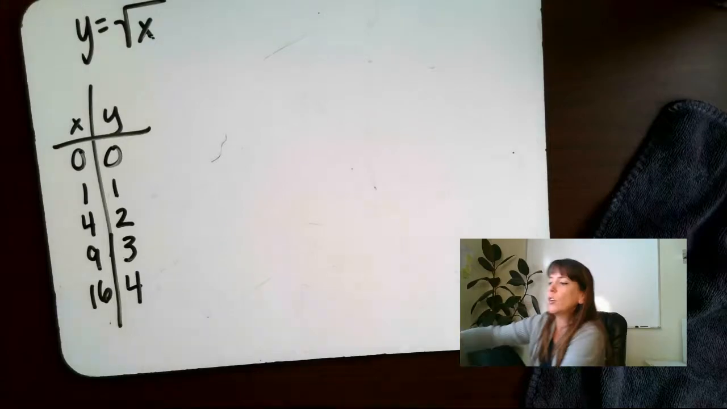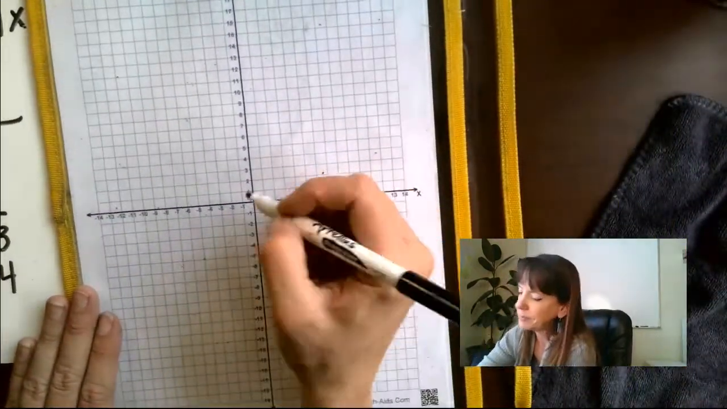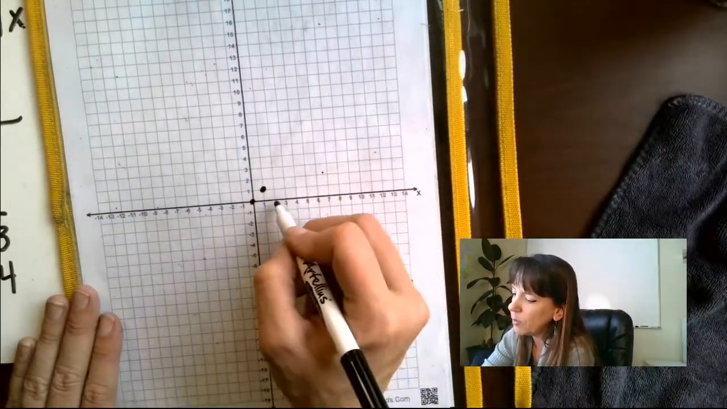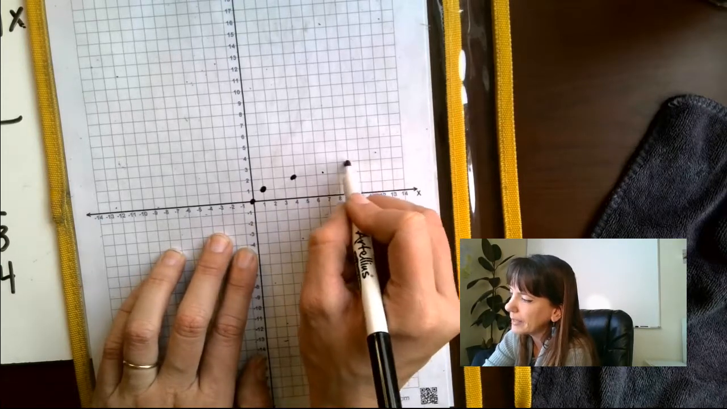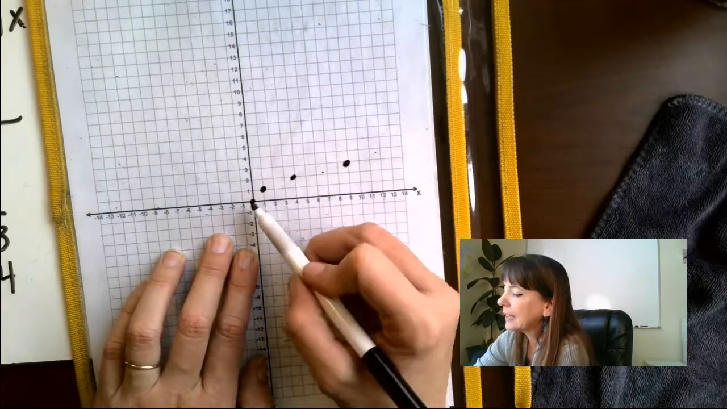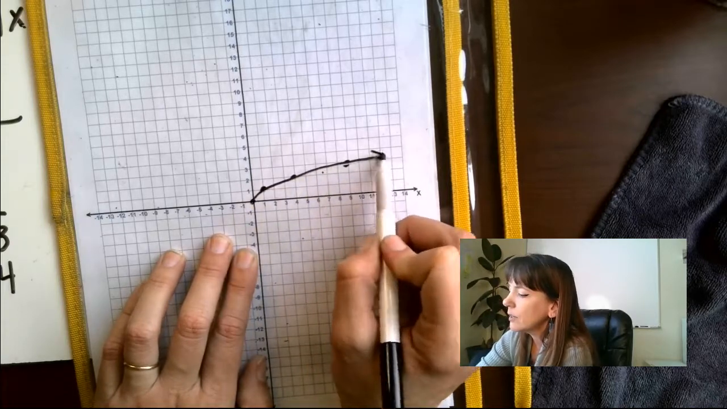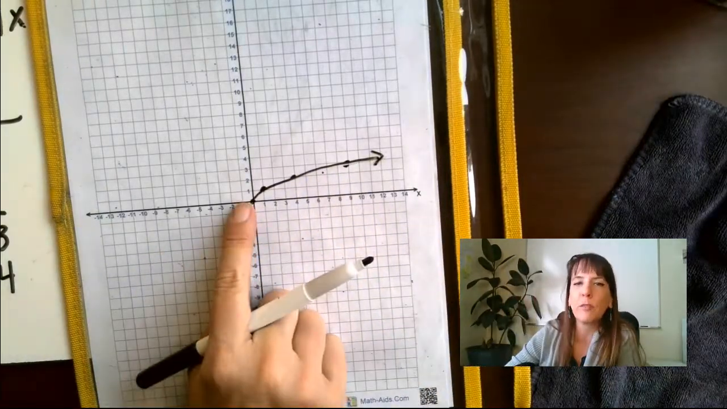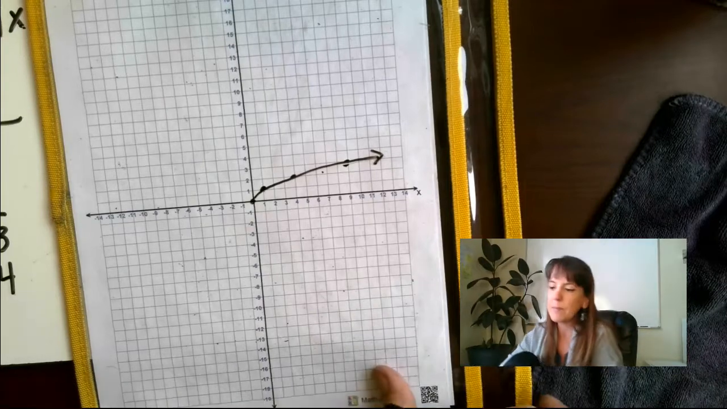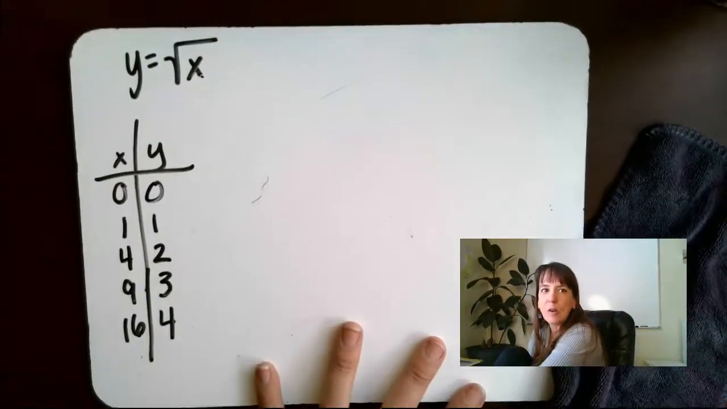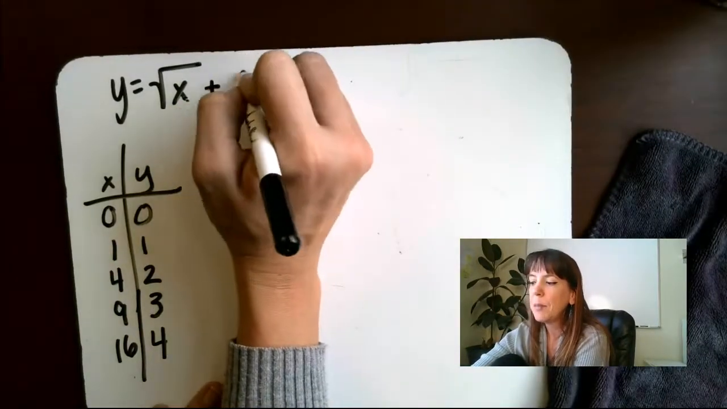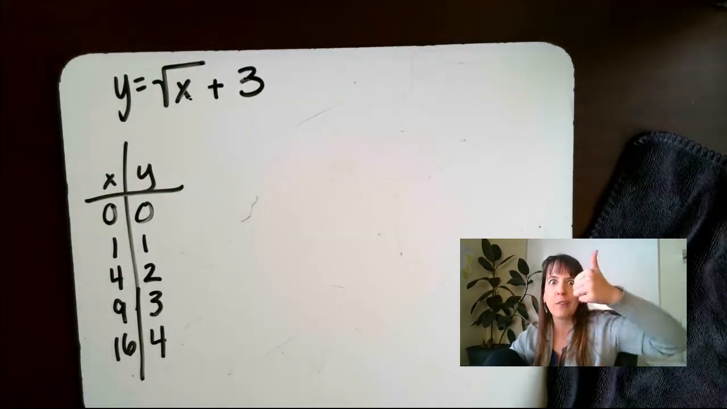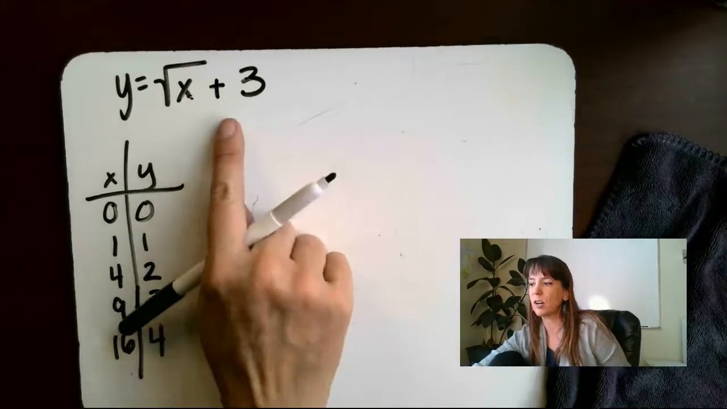So when we go to graph that, what that's going to look like is 0, 0, 1, 1, over 4, up 2, over 9, up 3. So it's going to look like this. Okay? Now, there's no arrow over here because it can't be a negative, right? Guys, we can manipulate this graph the same way we manipulate the other ones. What we can do is plus 3. That guy, it's going to go up 3, right? Because this is our up down.